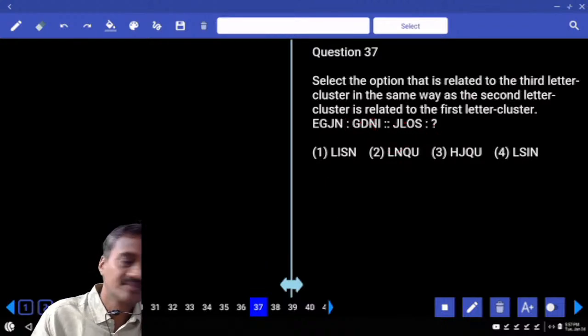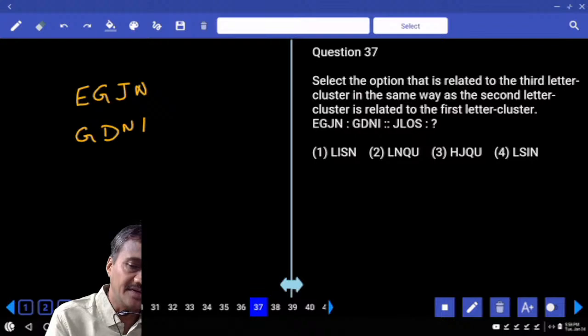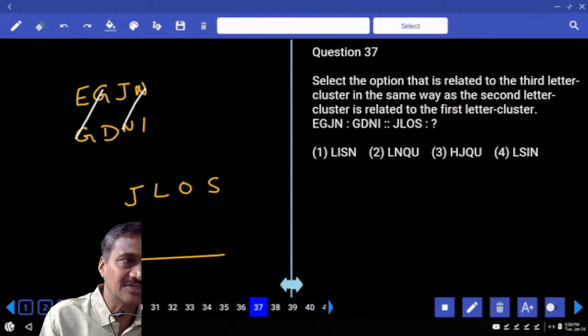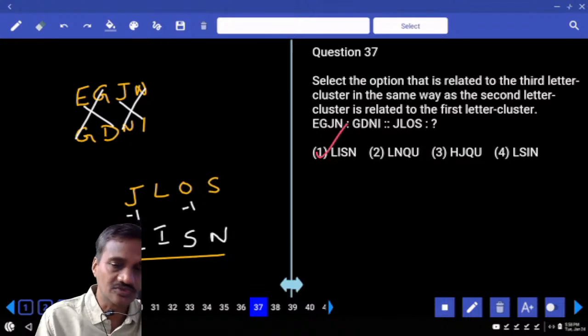Then 37, EGJN, EGJN, GDNI, GDNI. And in the same way, JLOS, then what should be the next one? Now, G remains the same, N remains the same. Second element shifted to the first place, remains the same. Fourth shifted to the third place, same. Now here, L shifted to the first place and S shifted to the third place. Then coming to this one, first element, J minus 1 is I, and again minus 1, O minus 1, how much? N. LISN, choice 1, question number 37.